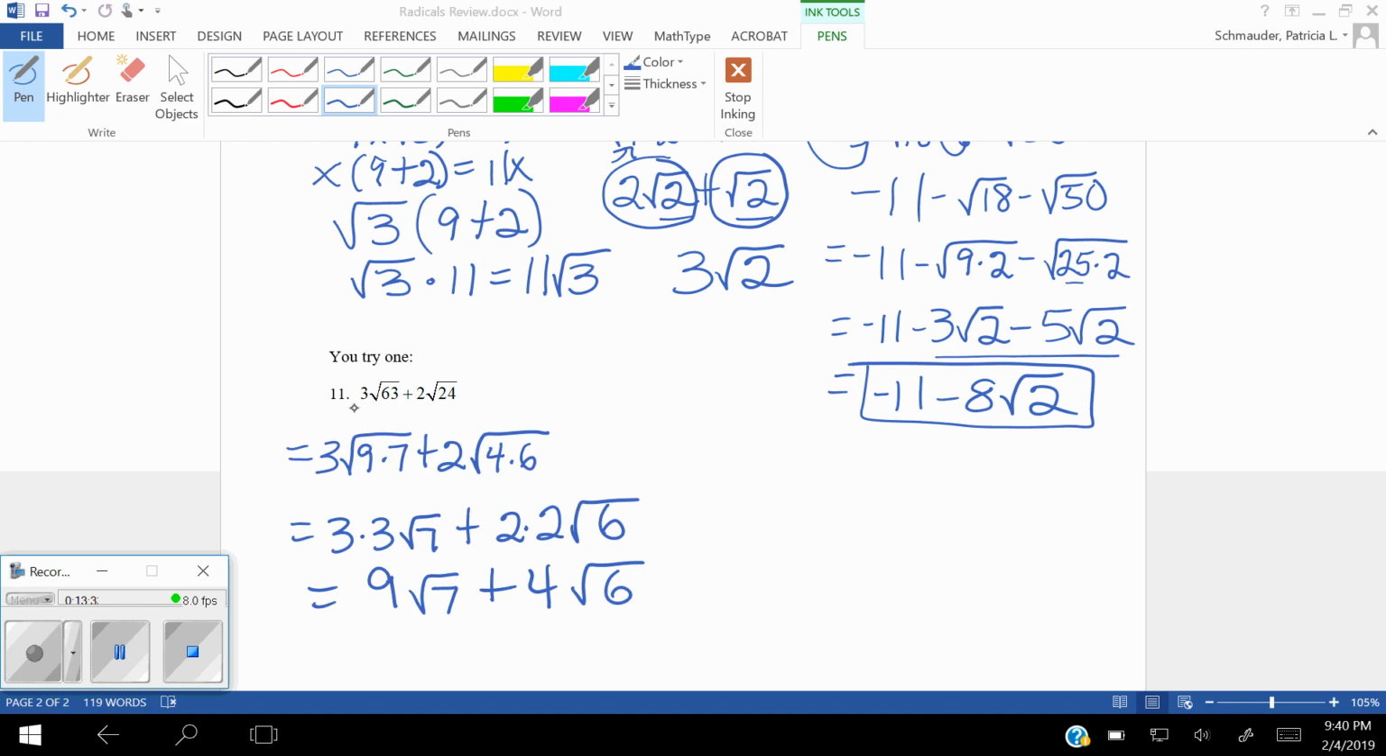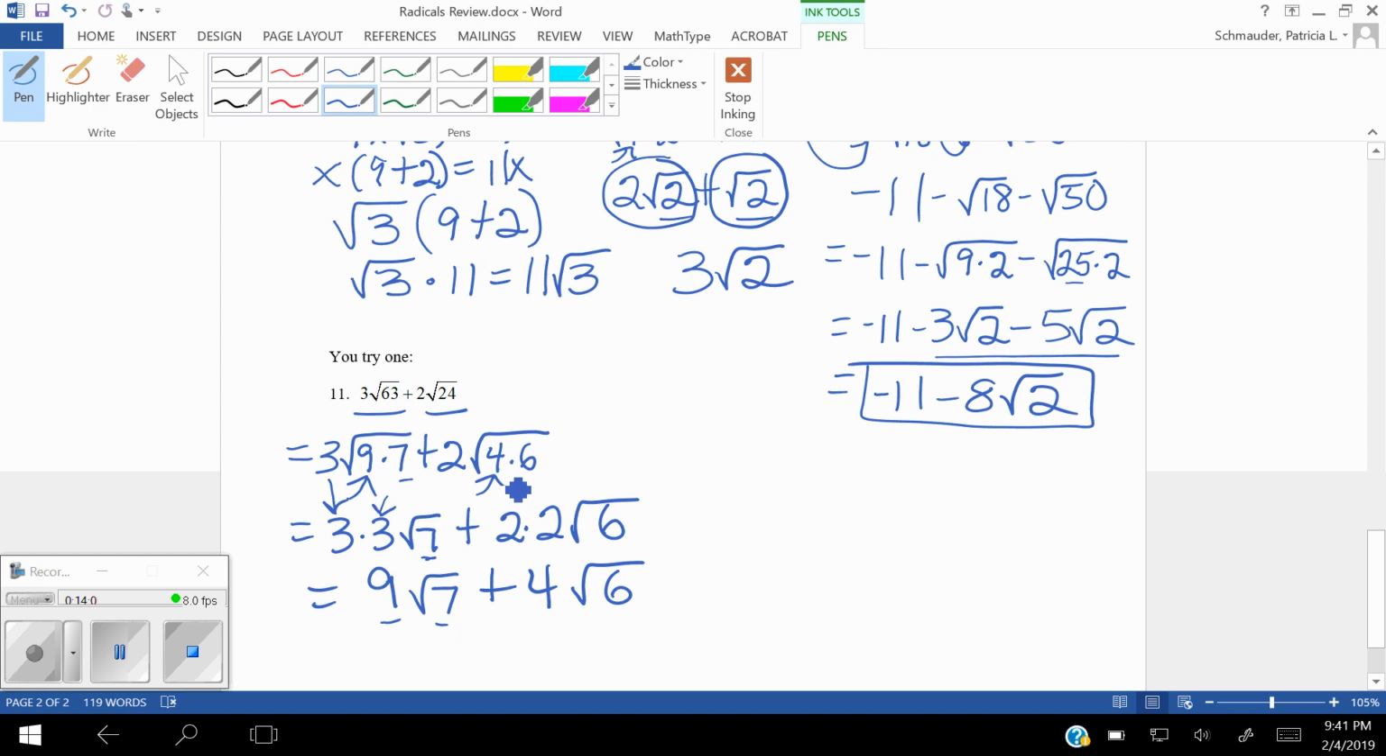Okay, so at first we can see they're not like radicals, so what we got to do is simplify these radicals, and maybe they'll turn out to be like radicals. Largest perfect square in 63 is 9. 63 is 9 times 7. Largest perfect square in 24 is 4. So then when I take the square root of 9, I get 3. So I'm just going to bring this 3 down. 3 times 3 gives me 9 here. Got the square root of 7 left over.